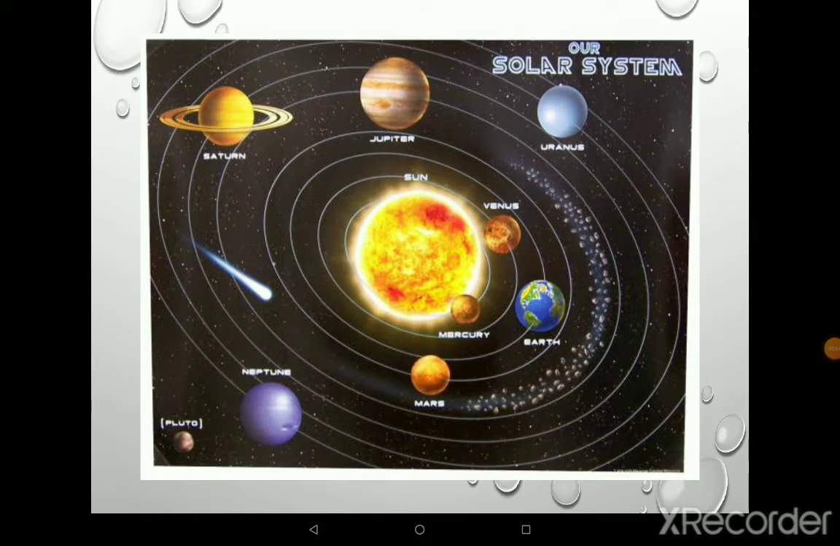Now let's learn about the solar system. Our sun, together with all the 8 planets that revolve around it, the satellites, the meteors, the comets, the asteroids, all together form the solar system. Our solar system was formed about 4.6 billion years ago.